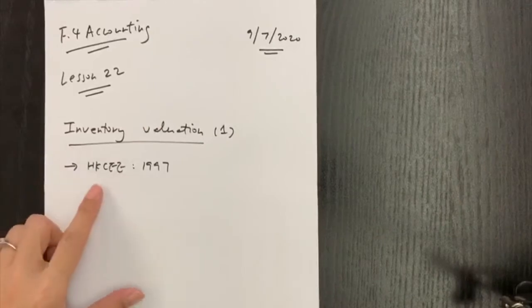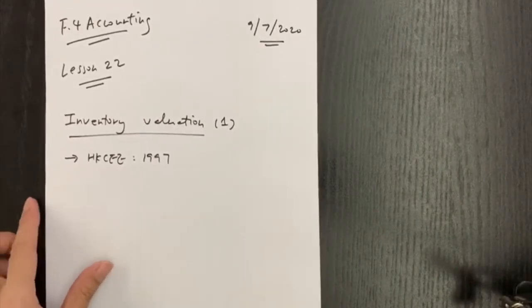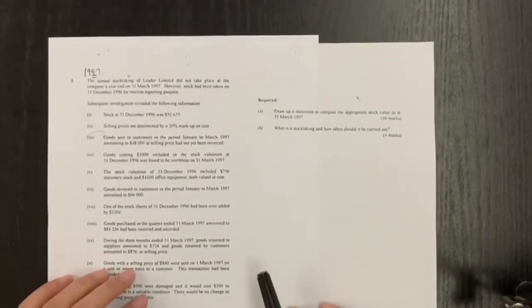So today is 9th of July 2020 and today's topic is inventory valuation. I'm going to use the past exam question in 1997 to show you how we work out inventory.